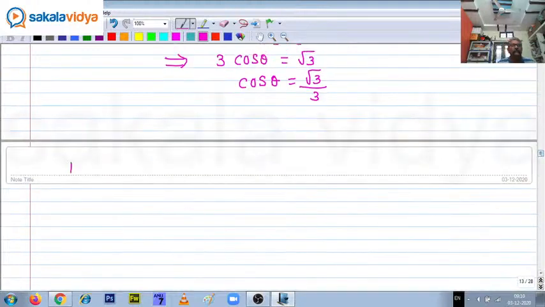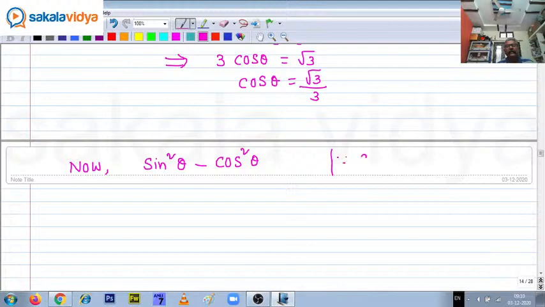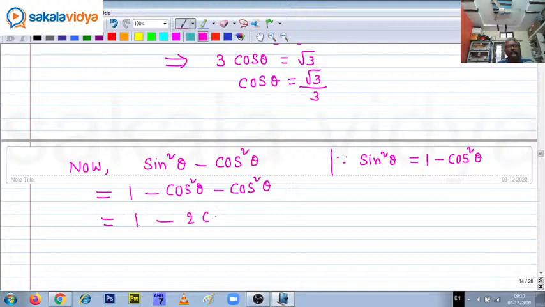Now, sin square theta minus cos square theta. Let us express sin square theta in terms of cos. We have sin square theta equals 1 minus cos square theta. So let us substitute here. So we get 1 minus cos square theta instead of sin square theta, minus cos square theta. So we get 1 minus 2 cos square theta. Now instead of cos theta, we can replace this value. So this equals 1 minus 2 times root 3 upon 3 whole square.